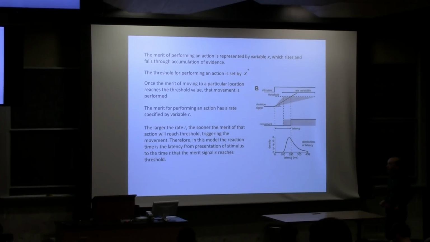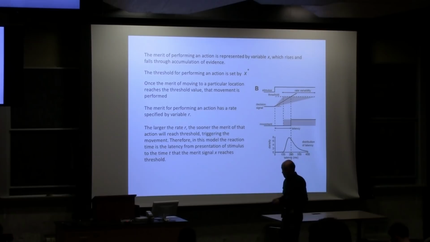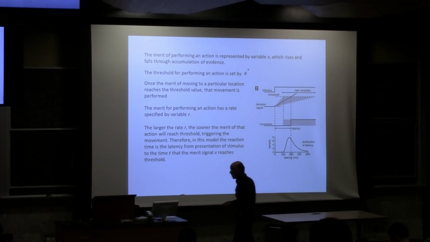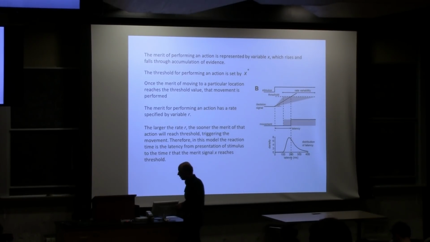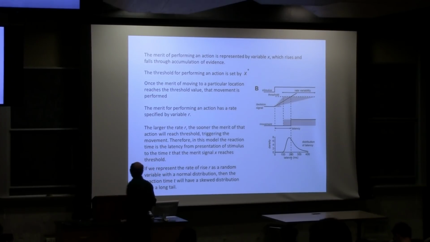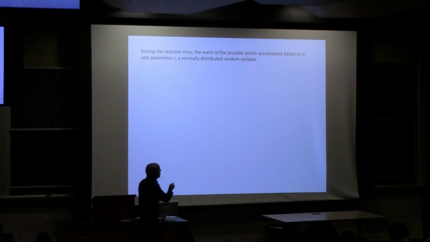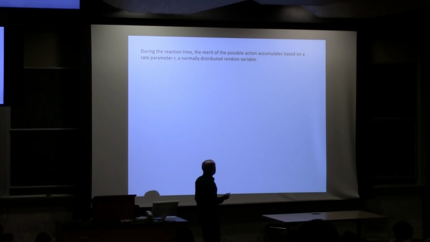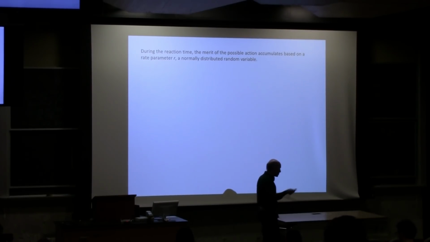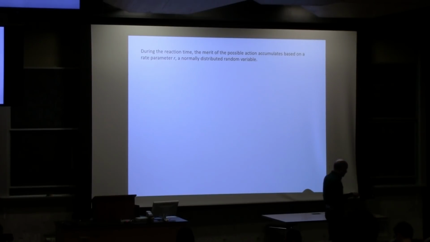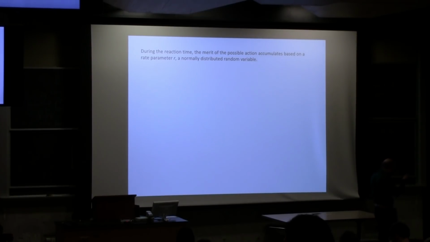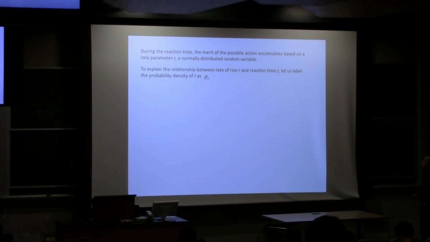All right, now what we want to know is what's the distribution of the reaction time with respect to the distribution of the rise variable r. So that's what we want to know. Okay, so during the reaction time, you're accumulating the merit of making the movement there. Just like making a decision about what to do, you are accumulating evidence for the various actions until it reaches threshold. Whichever gets there is going to be the winner.